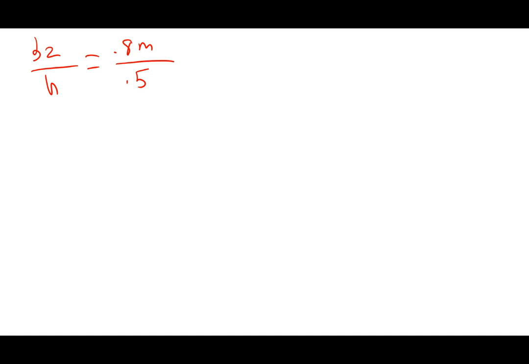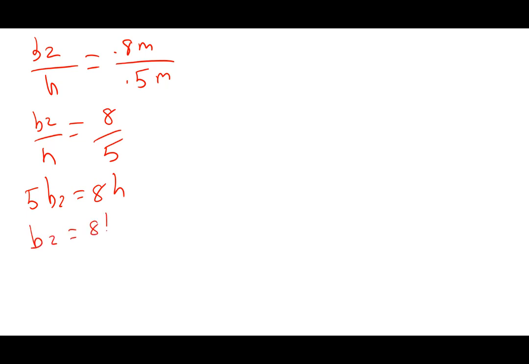Because on the right-hand side, they're both 0.8 and 0.5. You can actually multiply both of those by 10 and cancel out the decimal. So B2 over H is equal to 8 over 5. Cross multiply, 5 times base 2 is equal to 8h. Base 2 is equal to 8h over 5. So that's the money step, just like the first two problems. Even though it looks a little bit more complicated, don't be fooled by the base 2. It's still just a simple substitution.